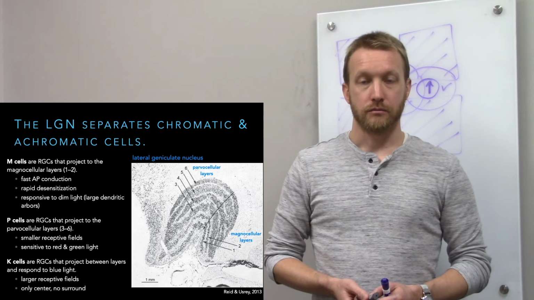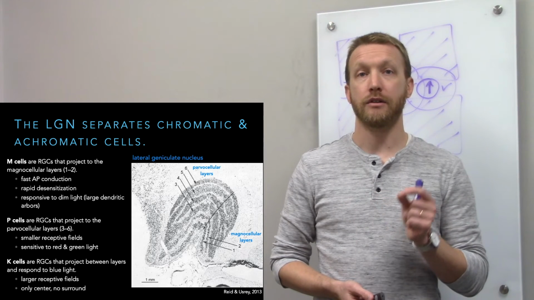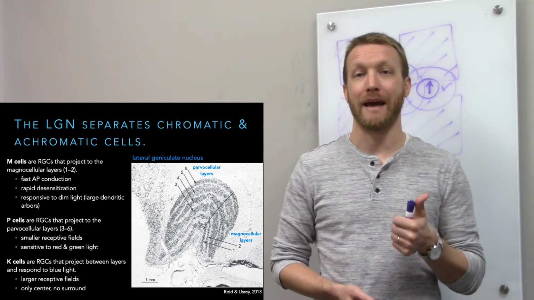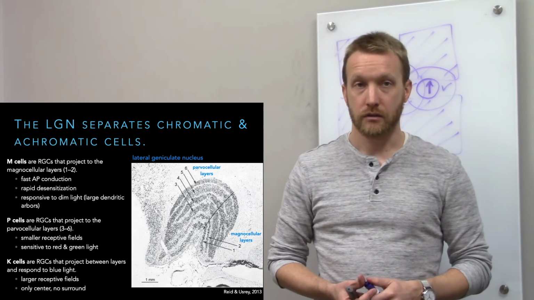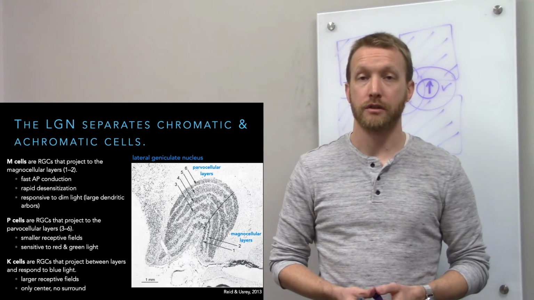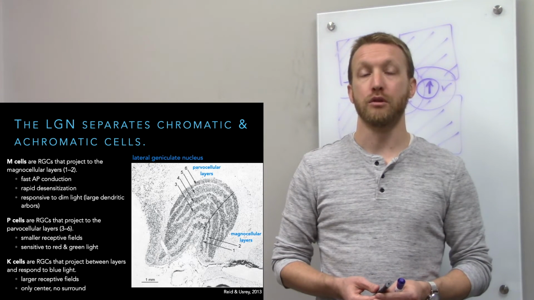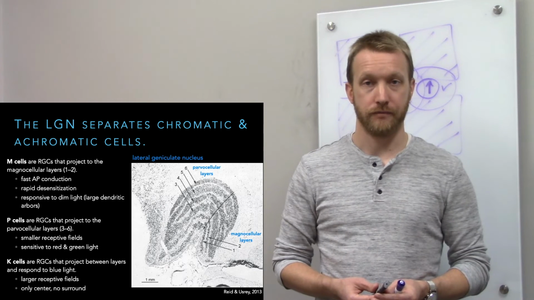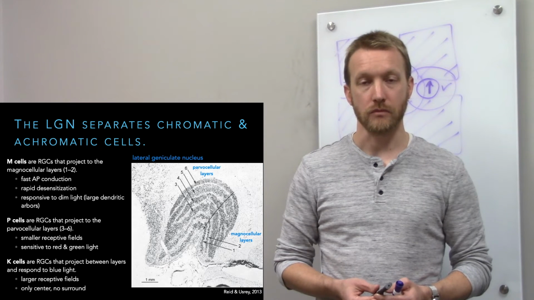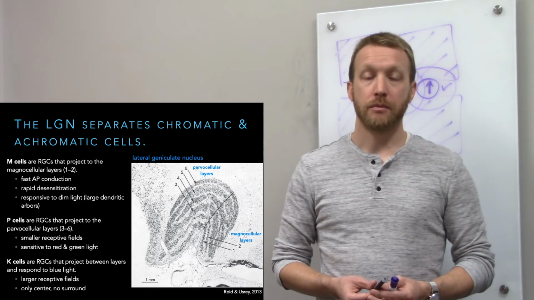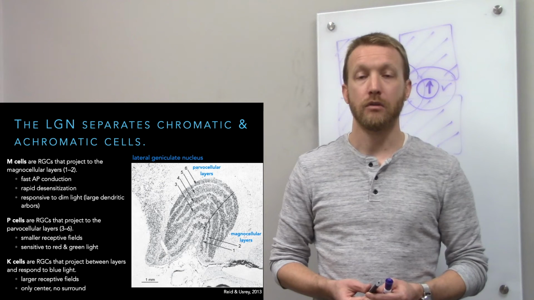K cells project to the coniocellular layers, and those are not labeled in this illustration. Instead, they are the light bands you find between the magnocellular and parvocellular layers. Coniocellular just means dust cell, so these are even smaller than parvocellular neurons. They're still color responsive, but they are responsive to blue light rather than red and green. Thus they get input from photoreceptors that express S opsins. K cells have larger receptive fields, and they only have center, no surround. So they don't have that surround inhibition.